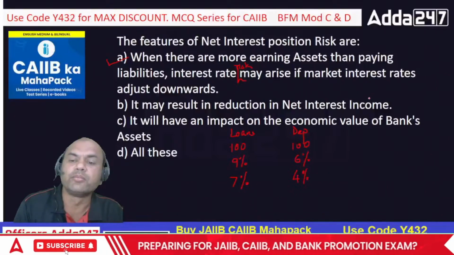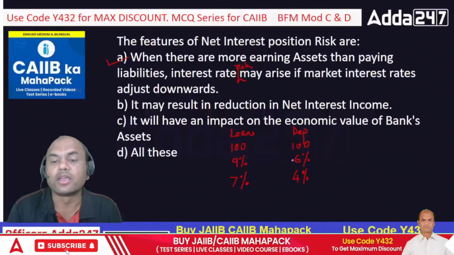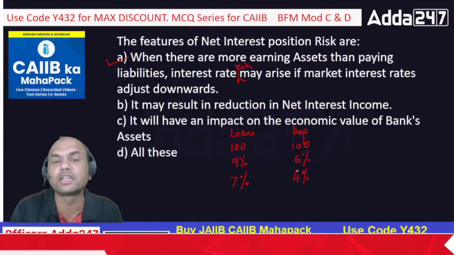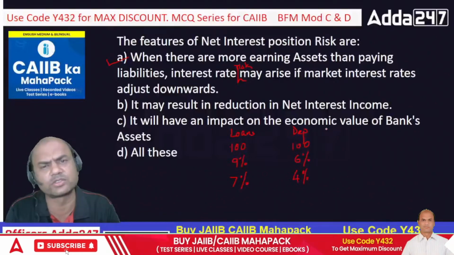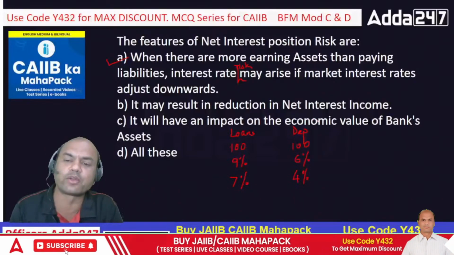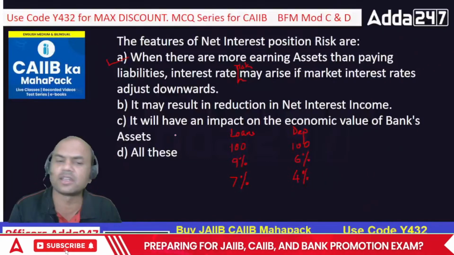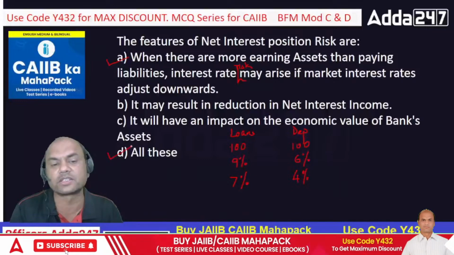Okay, it means NII may go down, depending on whether my bank changes the loans and deposits in different proportions. It may have an impact on the economic value of the bank's assets. That is obvious: if my NII goes down, the economic value, meaning the financial value of my bank's assets, will definitely go down, isn't it? So all of these is the right answer over here.